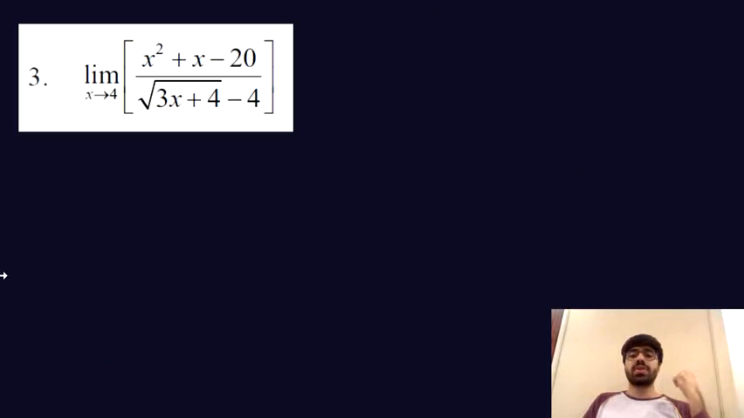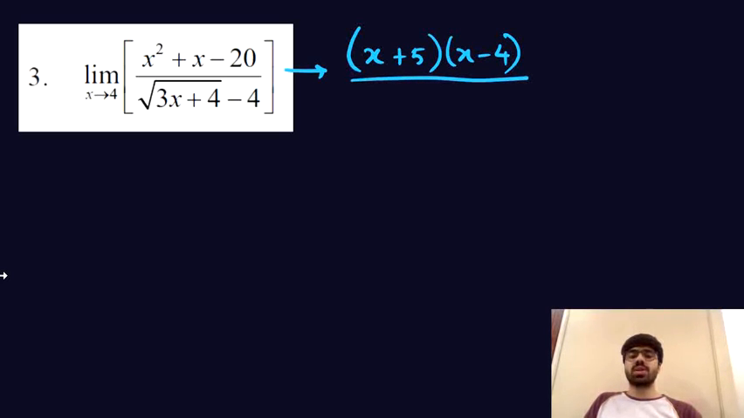Let's go ahead with the third one. And again, okay, there's a root only in the denominator, but in the numerator you will at least have to go for a factorization. So in the numerator you can write that expression as x plus 5 into x minus 4. And after rationalization, the denominator will be a square minus b square. That will be 3x plus 4 minus 16. That is 3x minus 12. Take out a 3 common from the two terms. It will be 3 into x minus 4.